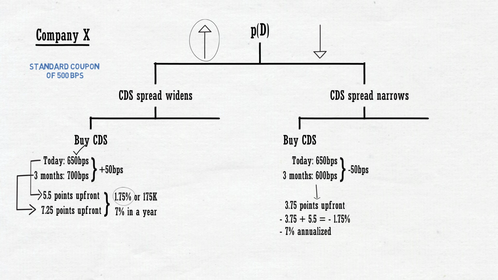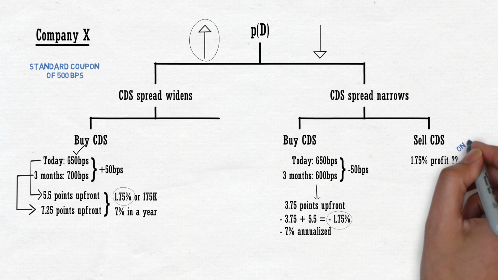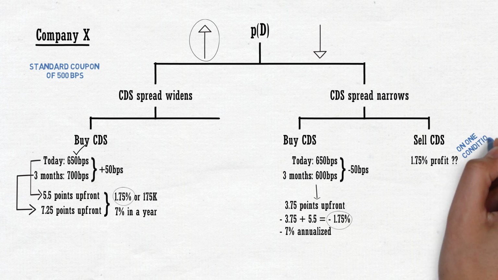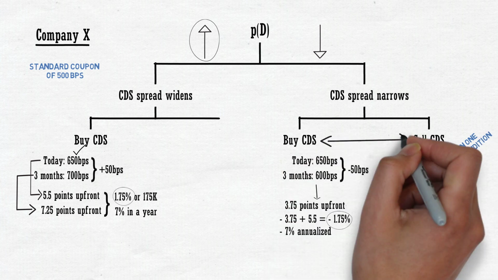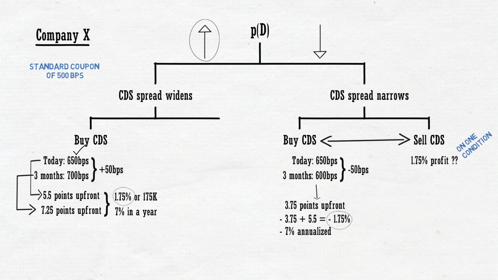Okay, so all of this was from the CDS buyer's perspective. Now let us imagine this trade from the perspective of a CDS seller. What does it tell you? If you, the buyer, made a 1.75% loss on this trade, then the seller should make the same amount in profit, isn't it? Well, that is true only on one condition, and that is when the seller decides to unwind the position with you, the buyer, when you decide to unwind the position with the seller.